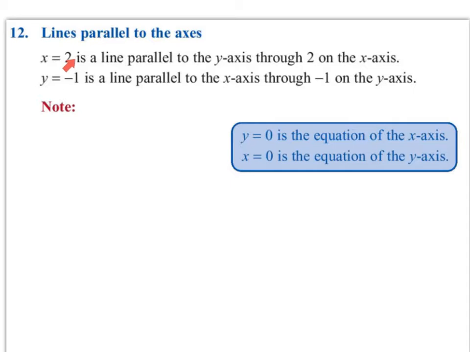y equals minus 1 is a line parallel to the x-axis through minus 1 on the y-axis. Likewise, y equals 2 is a line parallel to the x-axis through 2 on the y-axis. And likewise, y equals 3 is a line parallel to the x-axis through 3 on the y-axis, and so on. Note, y equals 0 is the equation of the x-axis, and x equals 0 is the equation of the y-axis.